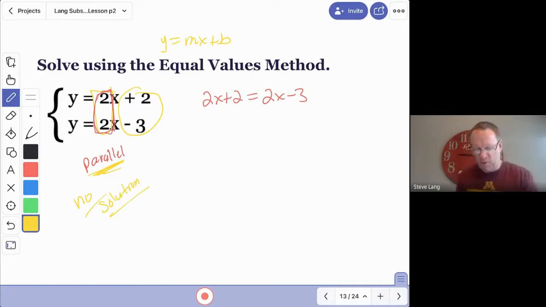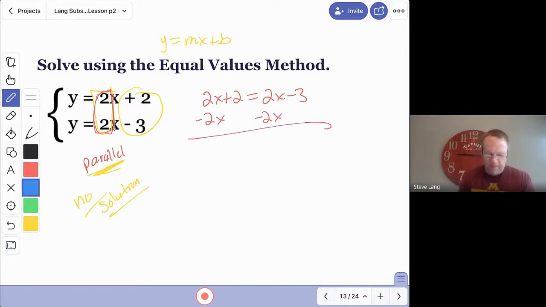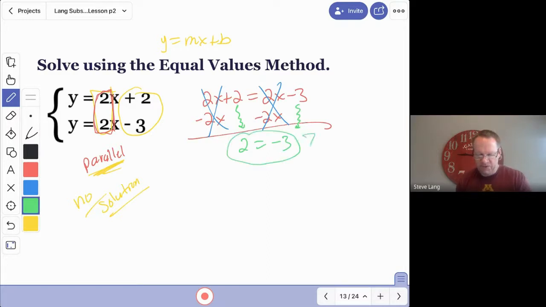But I do want to show you what that looks like when you do an equal values method. So I'm going to move the smallest x. Well, they're both the same, so it doesn't matter which one I move. But what happens when I do that is that these both cancel out, because 2x and -2x would be 0, right? So I bring down what's left, which is a 2 and a -3. Well, does 2 equal -3 is my question? Nope, right? 2 and -3 are not the same. So they're not equal.